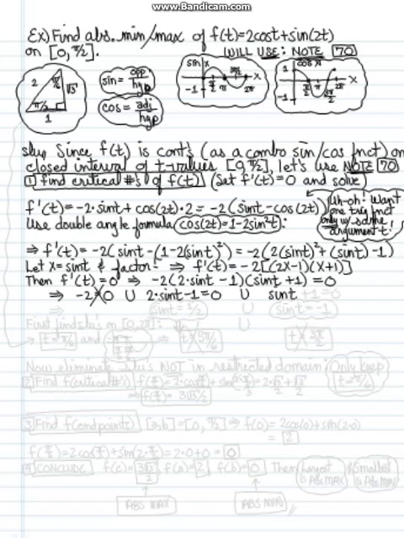Negative 2 equals 0 is nonsense. Throw that away. The other ones are good. Solving for t, we get sine t equals 1/2 and sine t equals negative 1. We have to find the values t that make this correct.